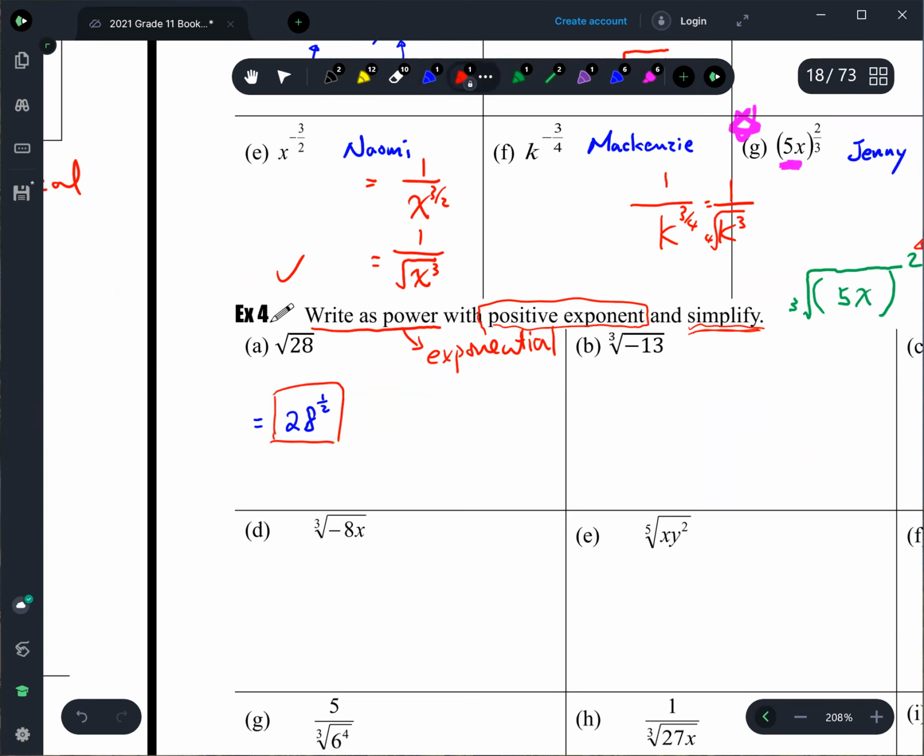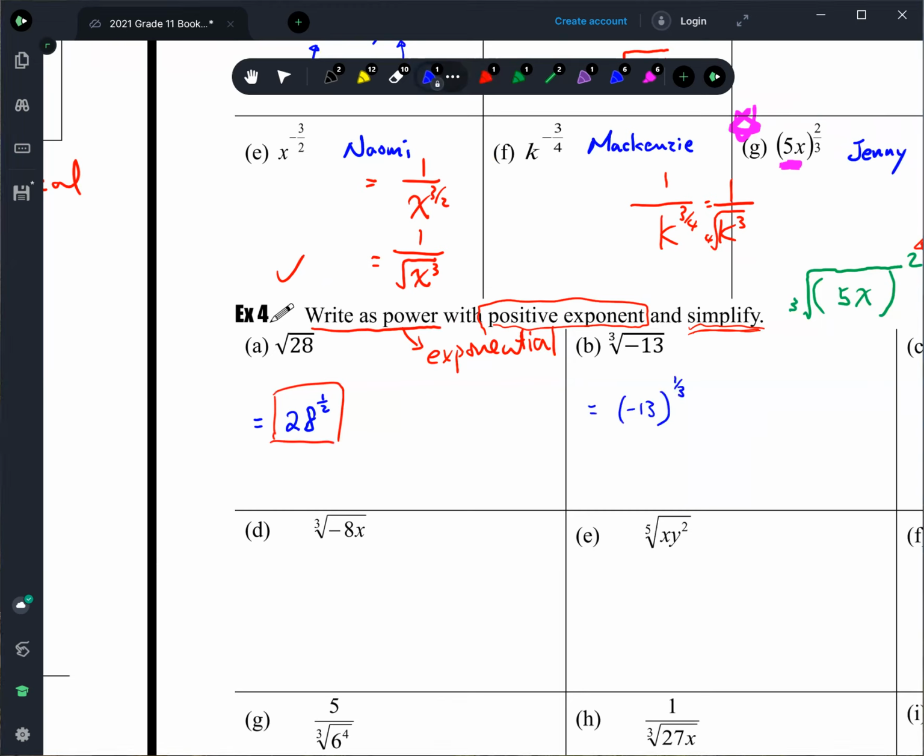28 to the half. Mr. Jason, can I do B? Of course. What's your answer for B? Bracket -13, bracket, to the 1/3 power. To the 1/3. Okay, very good. So remember this one, you need to have bracket.